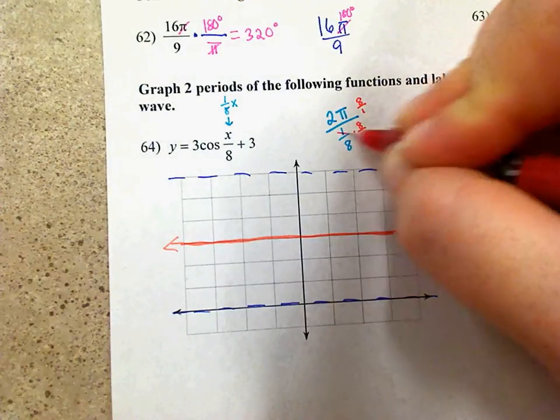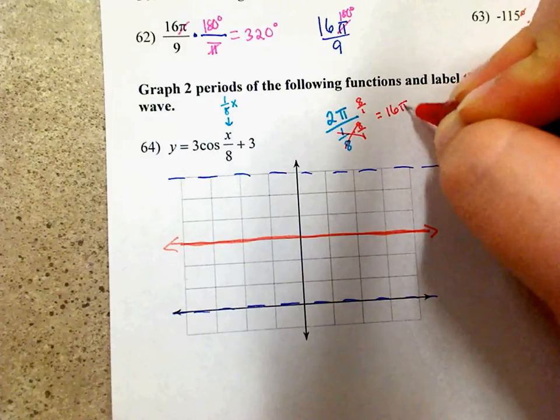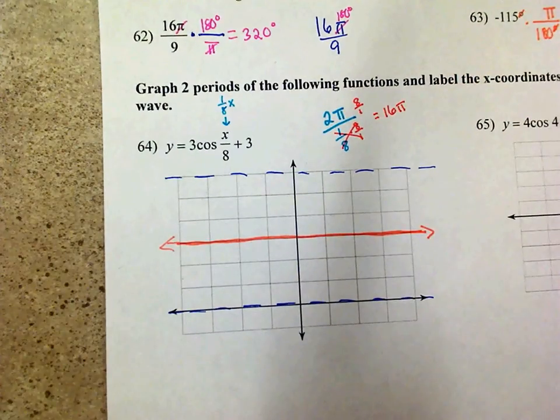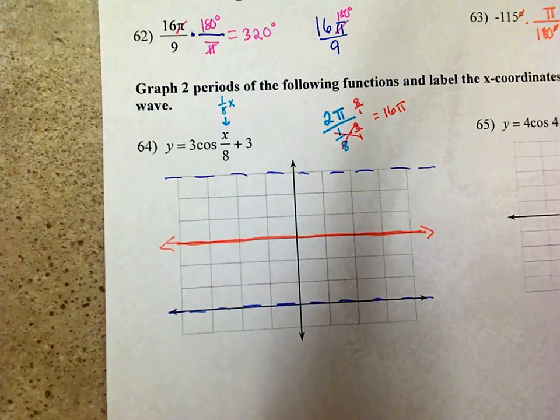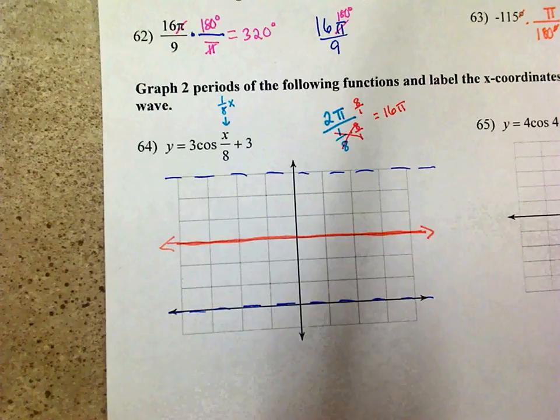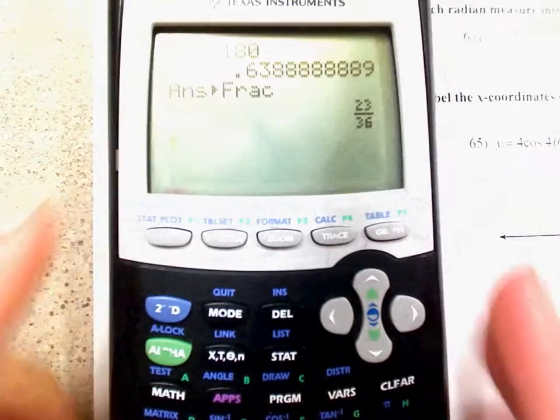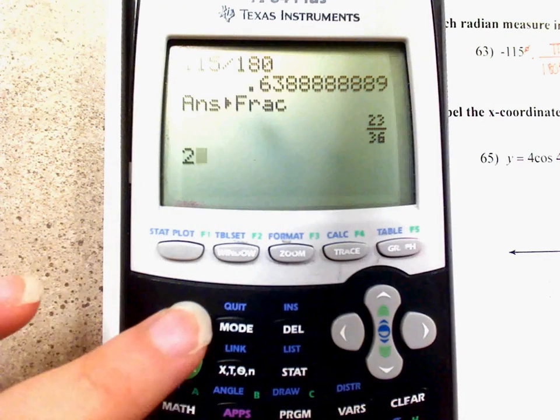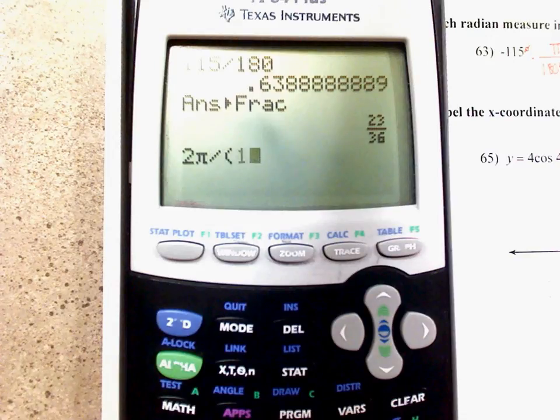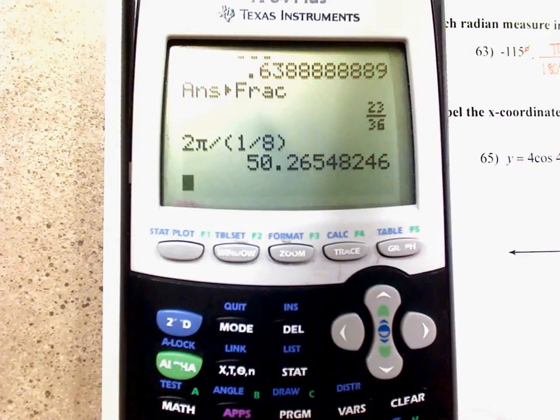Or you can just remember that dividing by 1/8 is the same thing as multiplying by 8. Now, if you were to type that in your calculator, you'd get it just fine. 2 pi divided by parentheses 1 divided by 8, and you get 16. Well, I wouldn't tack on the pi because it would give you all the decimals. If you typed in 2 pi divided by 1/8, it gives you the decimal. So just type in 2 divided by 1/8, and it gives you 16, and just tack on pi.